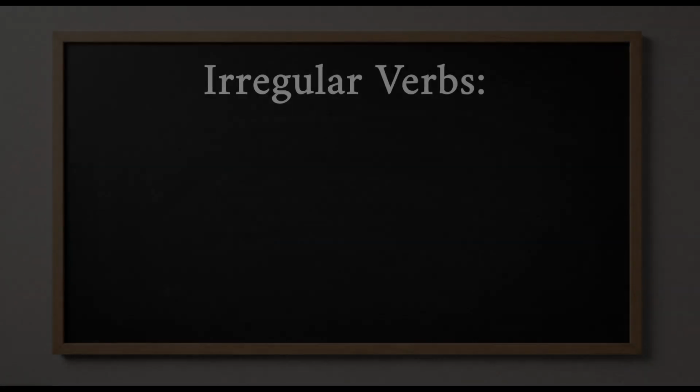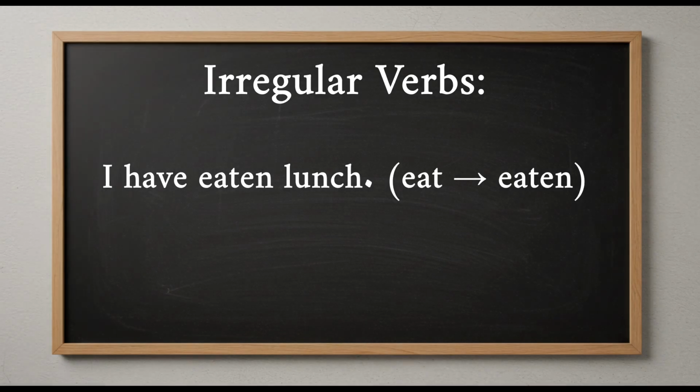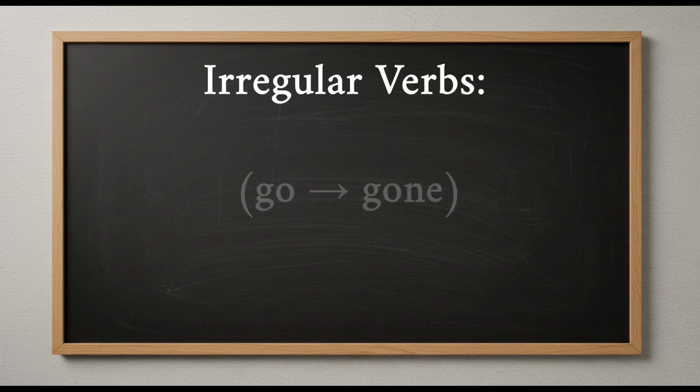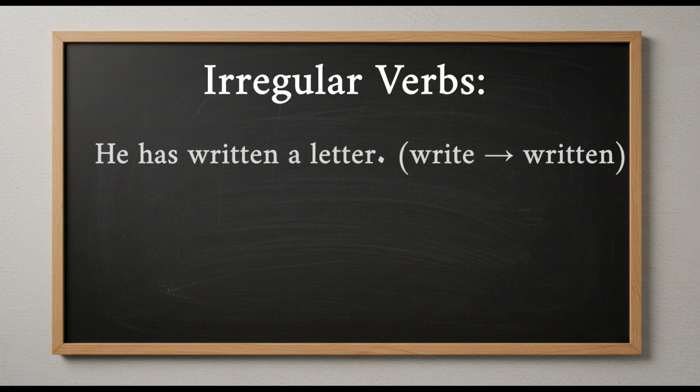So here are some examples of sentences with the irregular verbs. I have eaten lunch. You're not gonna say I have ate. It's I have eaten. She has gone to the store. So the past participle of go, it's gone. They have played football. So it's okay. It's almost going to be the same thing. So played. He has written a letter. So instead of saying wrote, you're going to say written, okay?